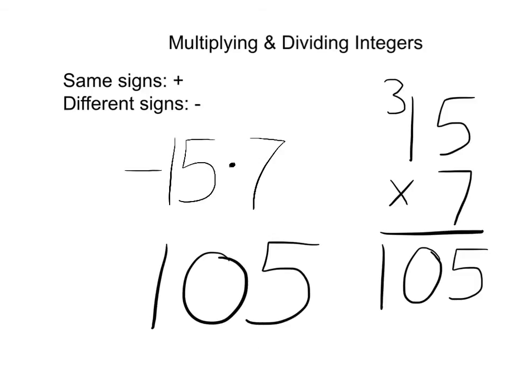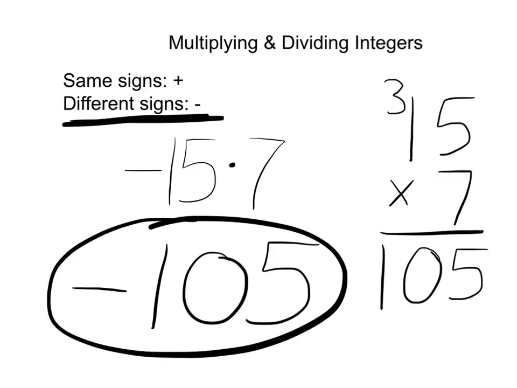Now we need to look at the signs. We've got 15 is negative and the 7 is positive. So since we have different signs, the answer is going to be negative. So negative 15 times 7 is negative 105.